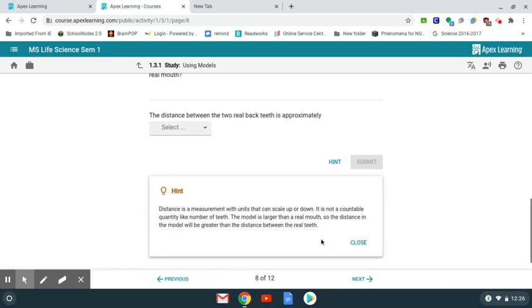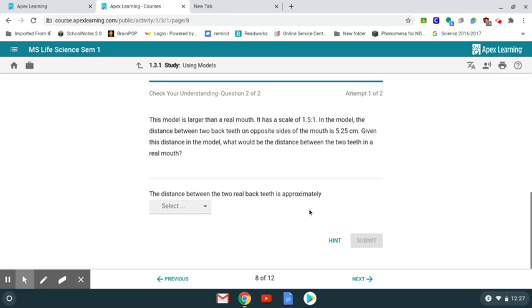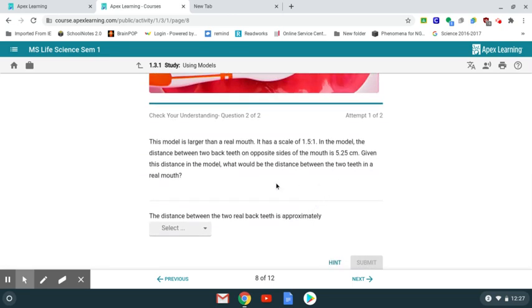So let's see what our hint is. Distance is a measurement with units that can scale up or down. It is not a countable quantity like number of teeth. The model is larger than a real mouth, so the distance in the model will be greater than the distance between the real teeth. Okay, so what is the distance between the two teeth in a real mouth? I need to have a smaller number than this because this is the model. So I'm going to pick a smaller number than 5.25.